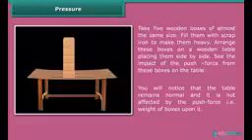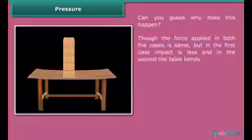In this arrangement, the table either bends or breaks under the weight of boxes. Can you guess why this happens? Though the force applied in both the cases is the same, in the first case, impact is less, and in the second, the table bends.